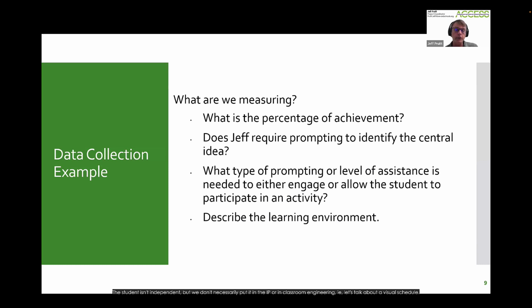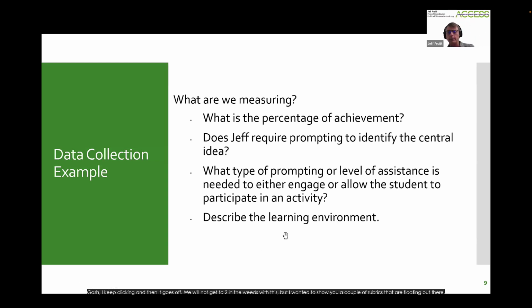Or in classroom engineering, i.e., let's talk about a visual schedule. It is up there for everybody to see. But if Jeff really needs that visual schedule, it may not necessarily make it into Jeff's IEP. So just be a little cognizant.